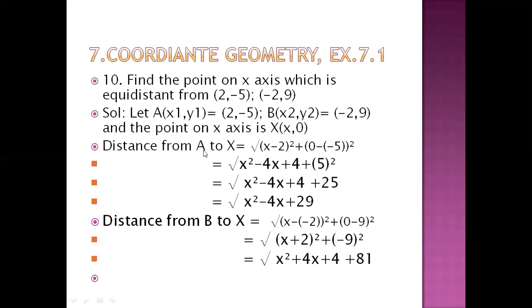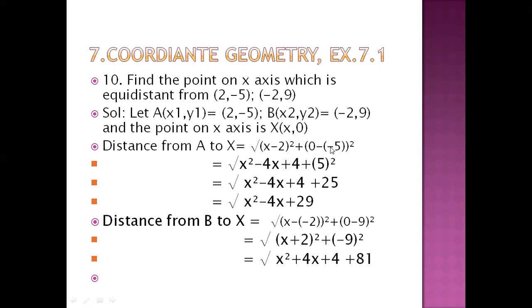So the distance from A to x is equal to root over (x2 minus x1) whole square plus (y2 minus y1) whole square. Here we will take (x minus x1) whole square plus (0 minus y1) whole square. That is (x minus 2) whole square plus (0 minus of minus 5) whole square. We have to expand this binomial square using the identity (a minus b) whole square: a square minus 2ab plus b square. That is x square minus 4x plus 2 square, that is 4.